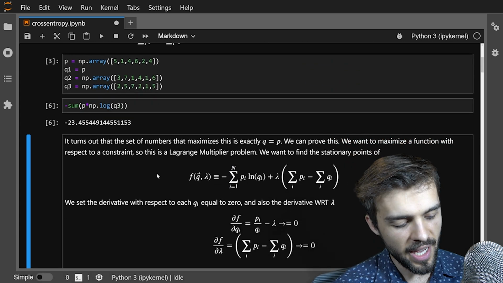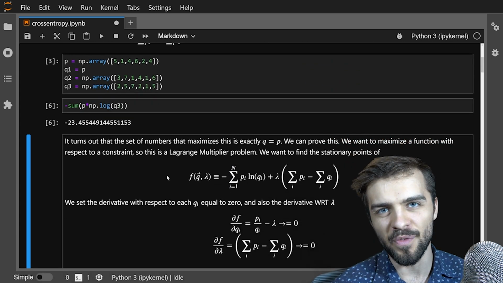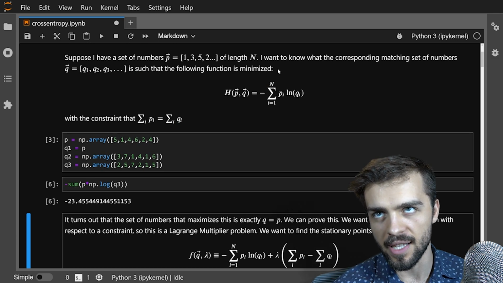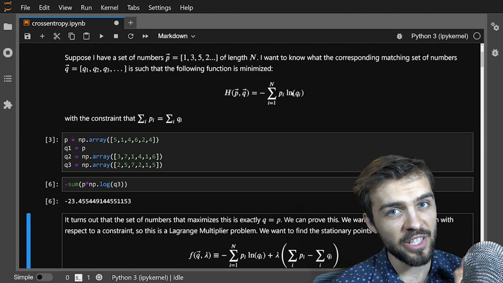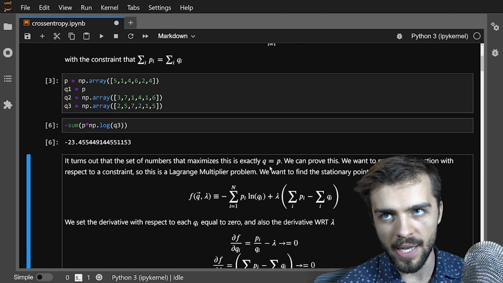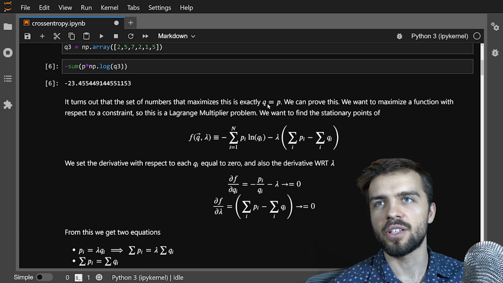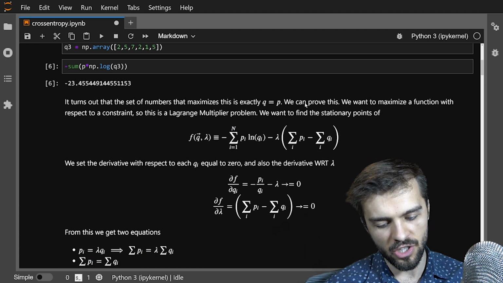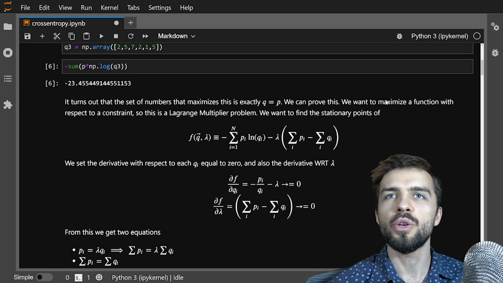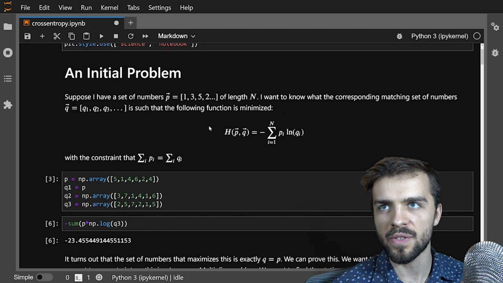So it turns out, you can mathematically prove this, that the set of numbers that minimizes this function, you change the qi's to make this as small as possible for a fixed set of pi's here, is exactly q equal to p. And so we can actually prove that q has to equal p. And this is because this is just a standard Lagrange multiplier optimization problem. You want to find the extreme values of this function here.